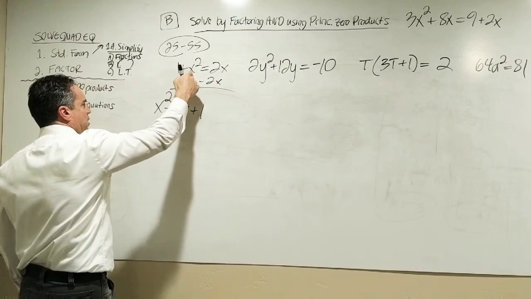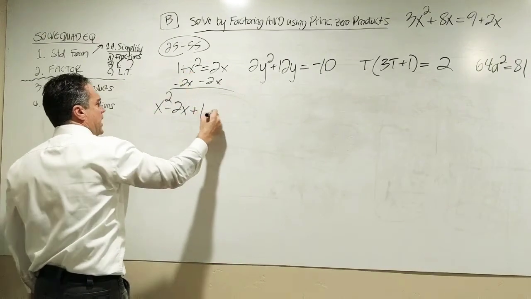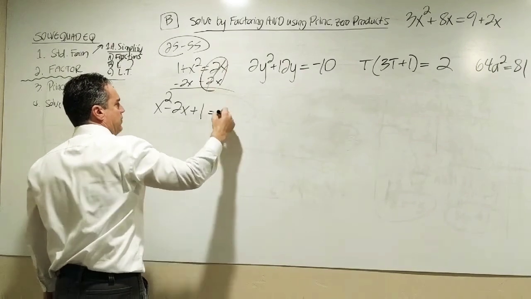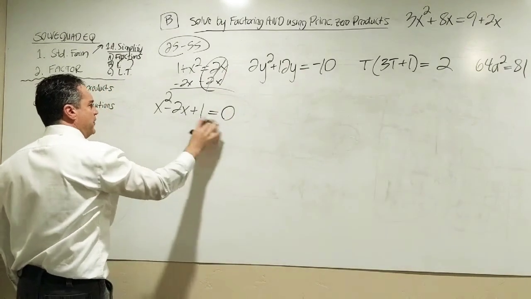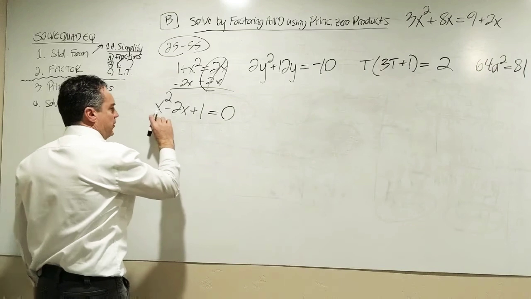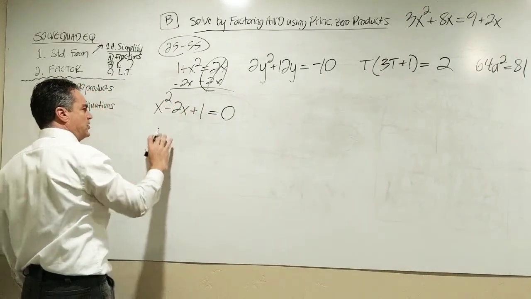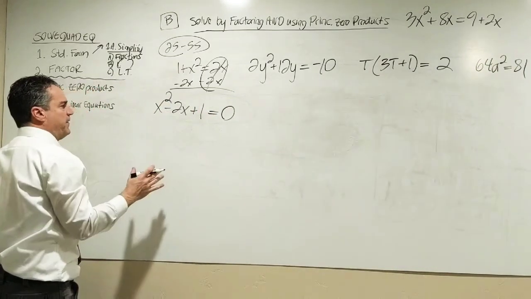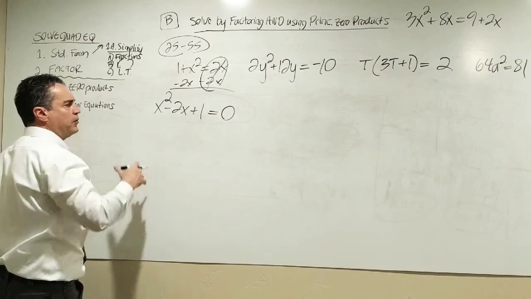So we have an x squared, a minus 2x, a positive 1, and they equal, these are going to cancel each other out and make 0. So now we have this in standard form. Our polynomial is in descending order, all the terms on one side set equal to 0. Now we got to factor it. We check for a common factor, we don't have one.